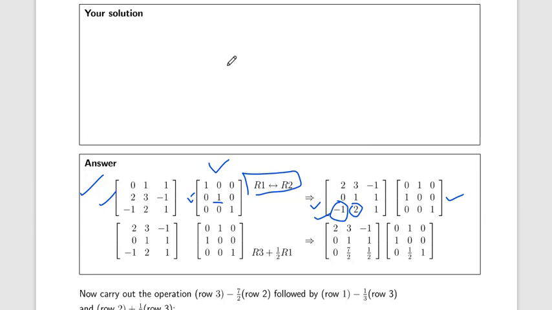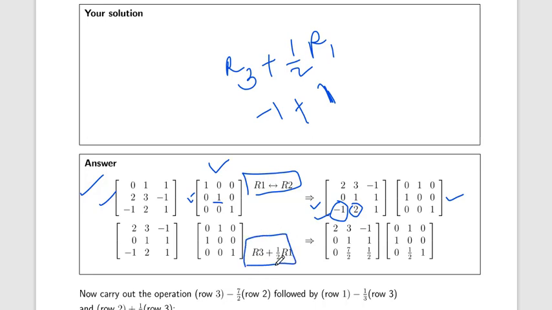So we do R3 plus what? R1 times 1 by 2. So this will become 2 into 1 by 2 means 1, and -1 plus 1 is equal to 0. So we will apply the operation row 3 plus 1 by 2 R1. Okay, so first here this will become 0.